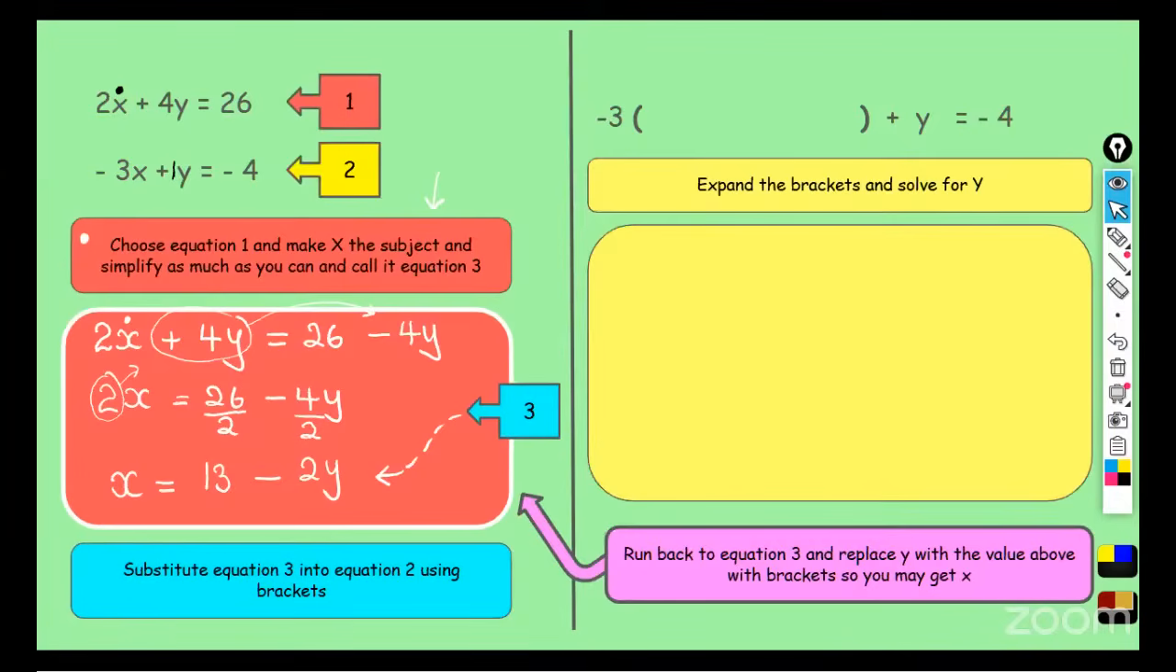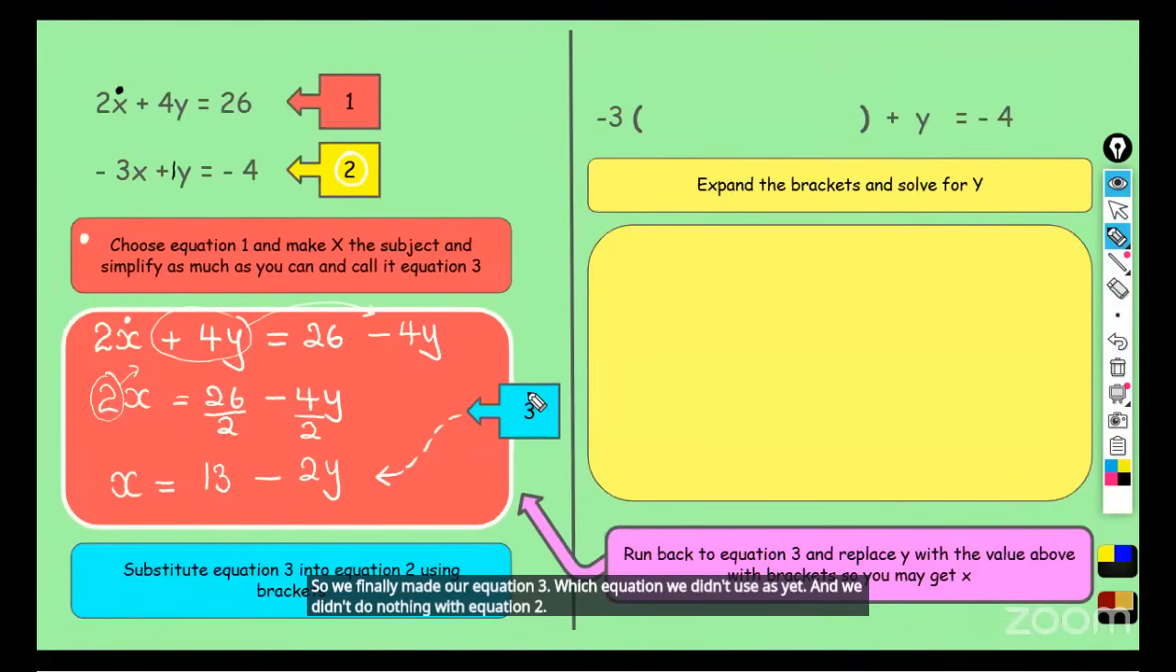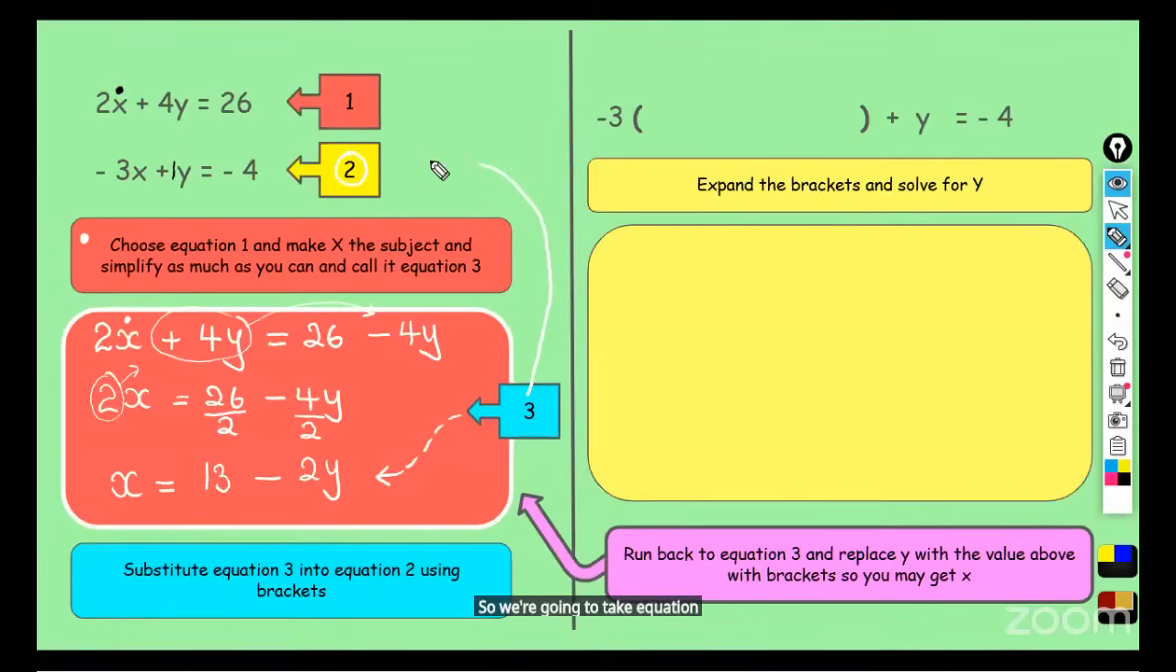All right, let's continue, right? Small little hint. So we finally made our equation 3. Which equation haven't we used as yet? We didn't do anything with equation 2. So we're going to take equation 3 and run to equation 2. And what are we going to do? Yeah, be careful with these signs.